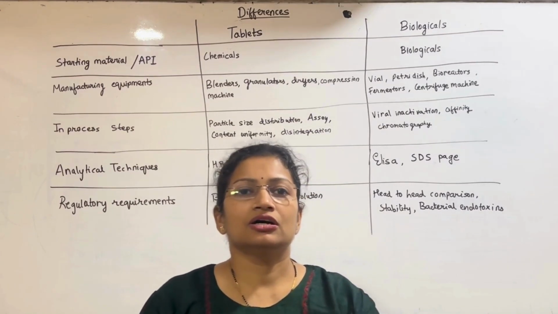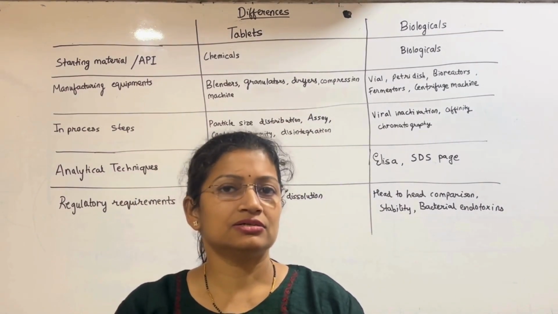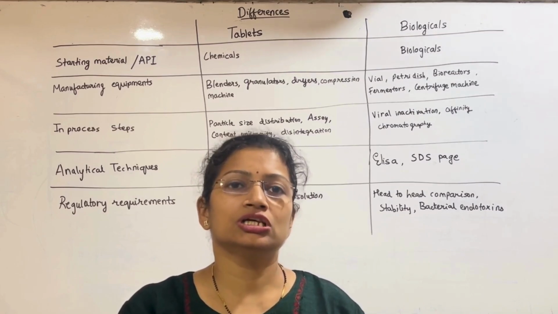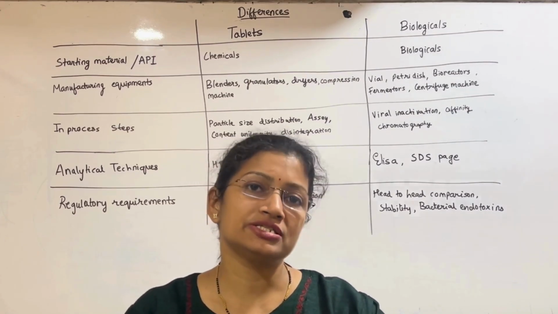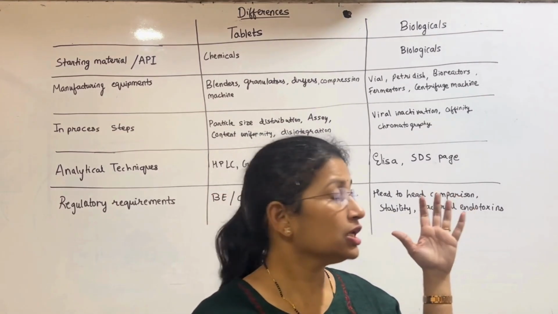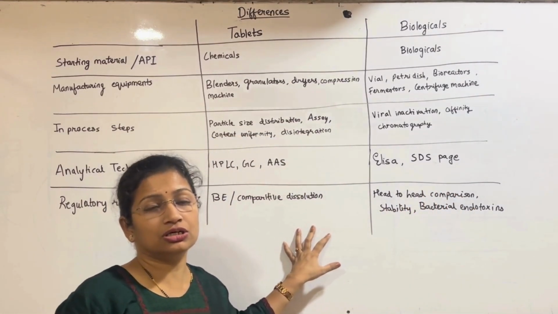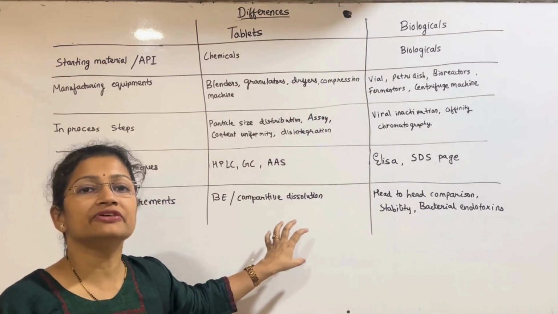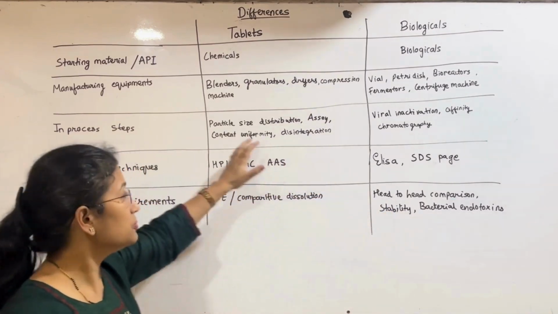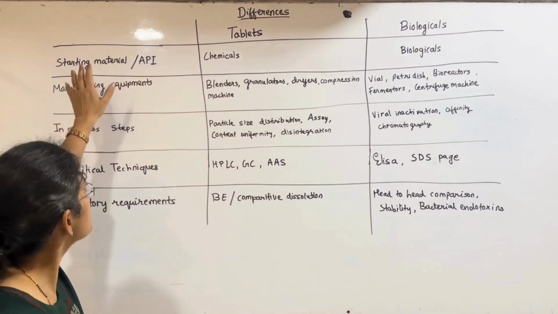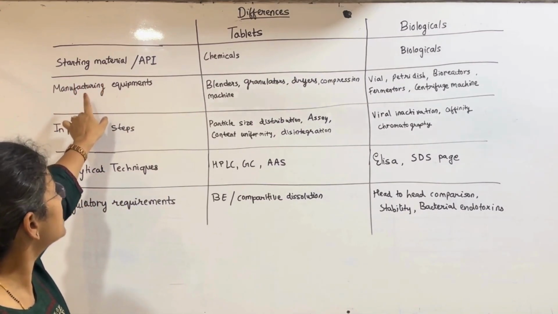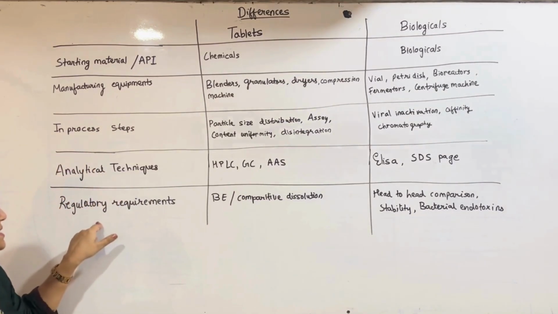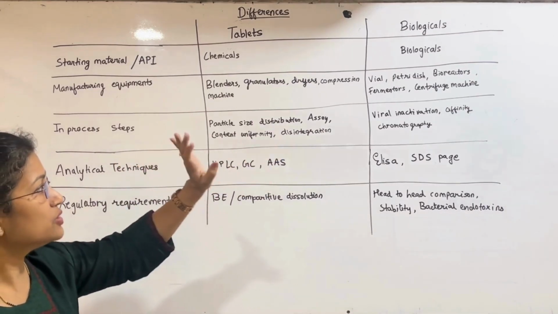So we have seen how the manufacturing of tablets is done. We have seen the in-process steps in tablets, the biological manufacturing steps and the in-process controls during biological manufacturing. Now coming to the last topic, jotting down the differences between tablets and biologicals. The parameters to understand these differences are starting material or API, manufacturing equipment, in-process steps, analytical techniques and regulatory requirements. So let us try to understand these.